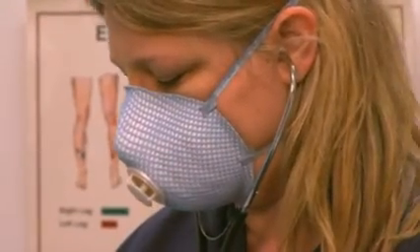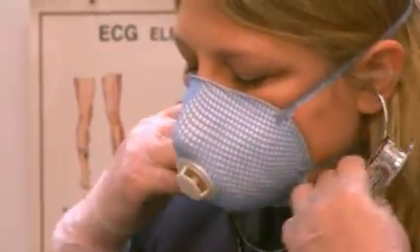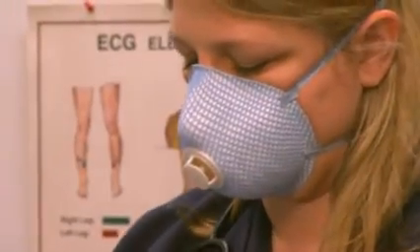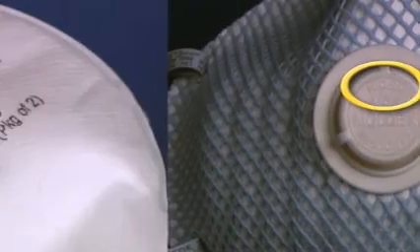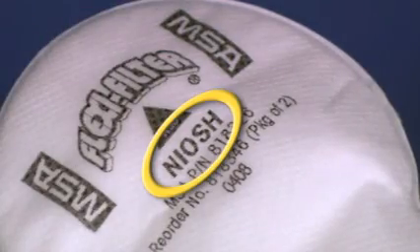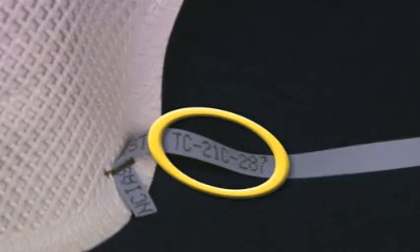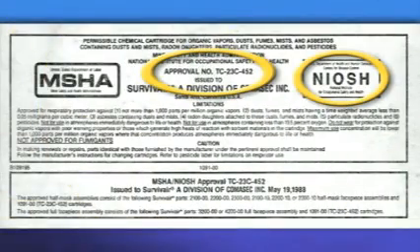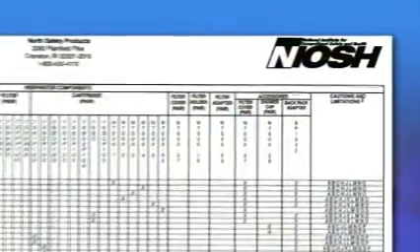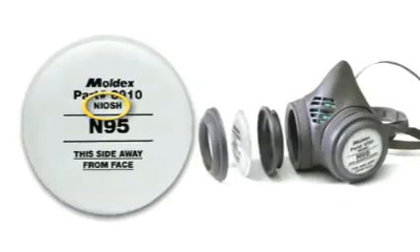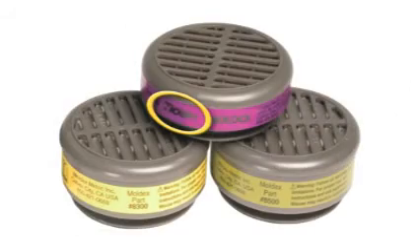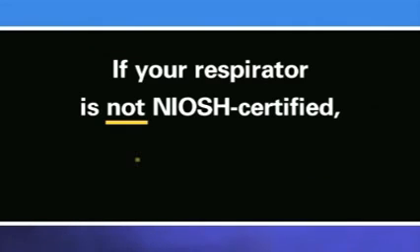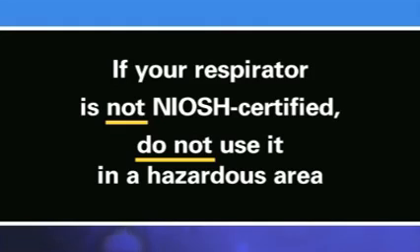When respiratory protection is needed, OSHA requires employers to provide NIOSH-certified respirators to their workers. To see if your respirator is NIOSH-certified, look for the NIOSH logo, as well as the Test and Certification Approval Number, or TC number. These can be found on the respirator's package or user instruction insert. And sometimes they appear directly on respirator components, such as the respirator filter or cartridge. If your respirator is not NIOSH certified, do not use it in a hazardous area.